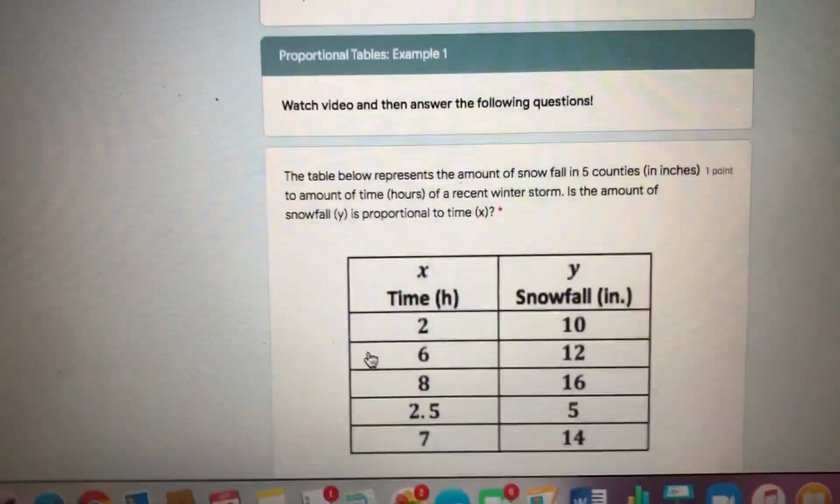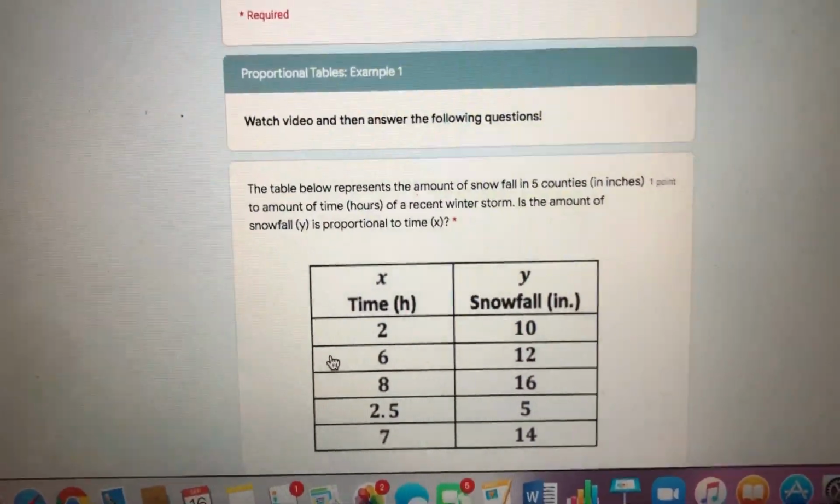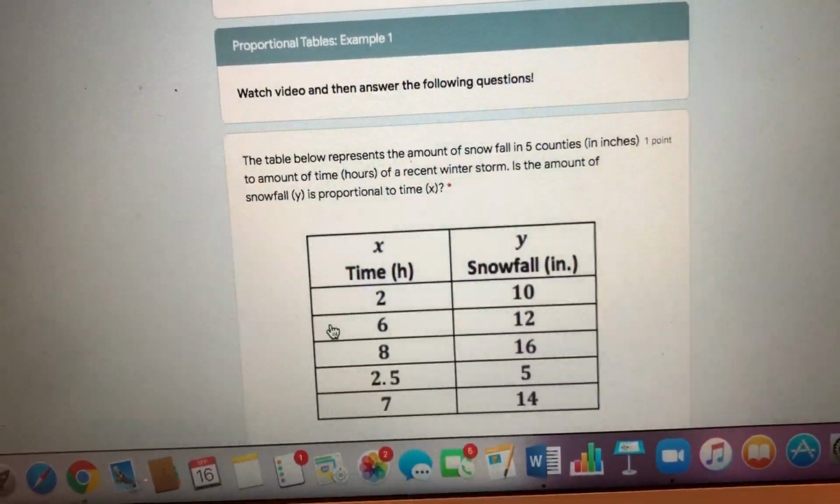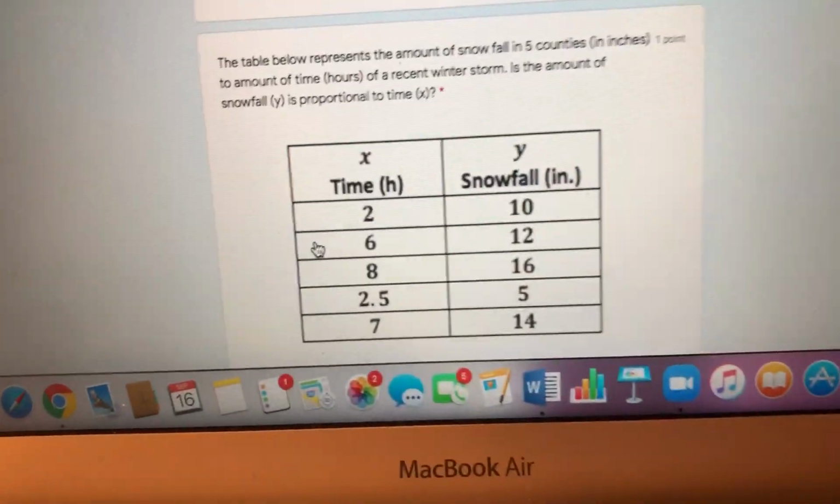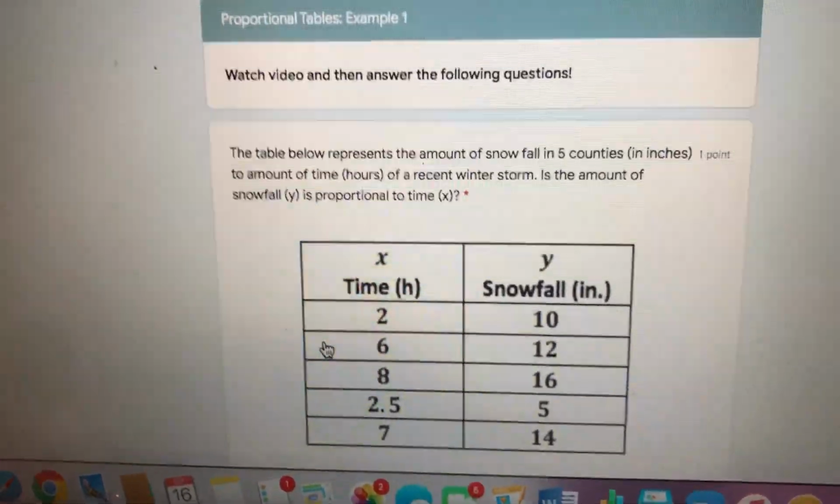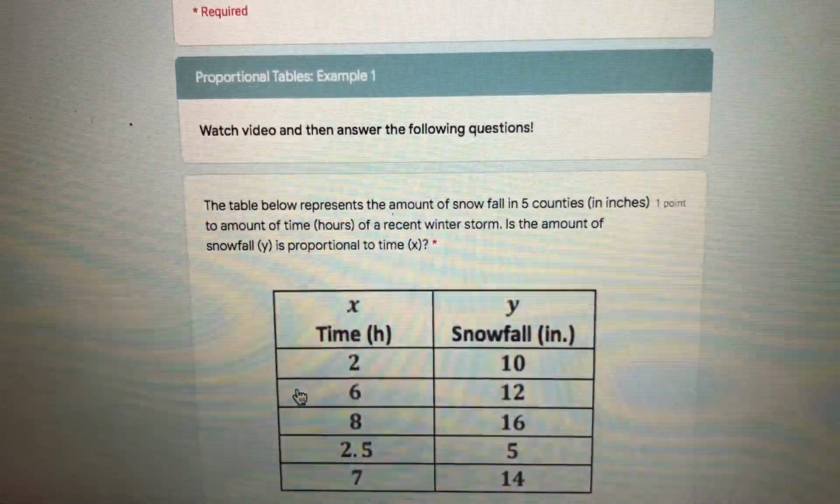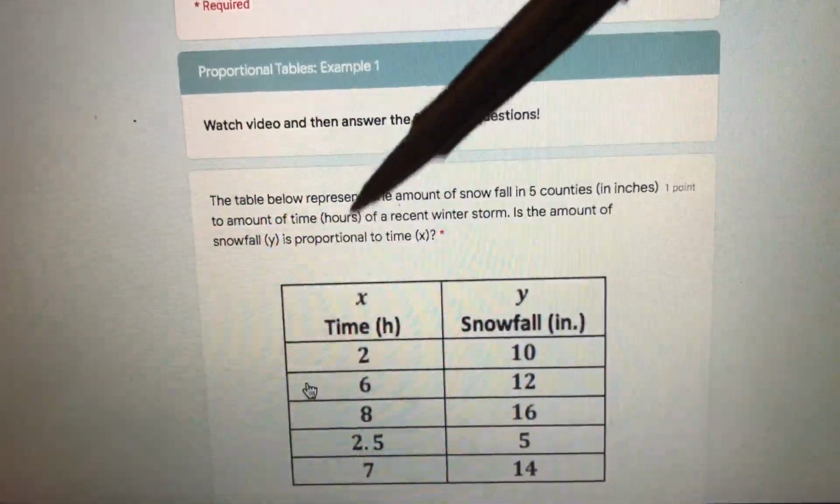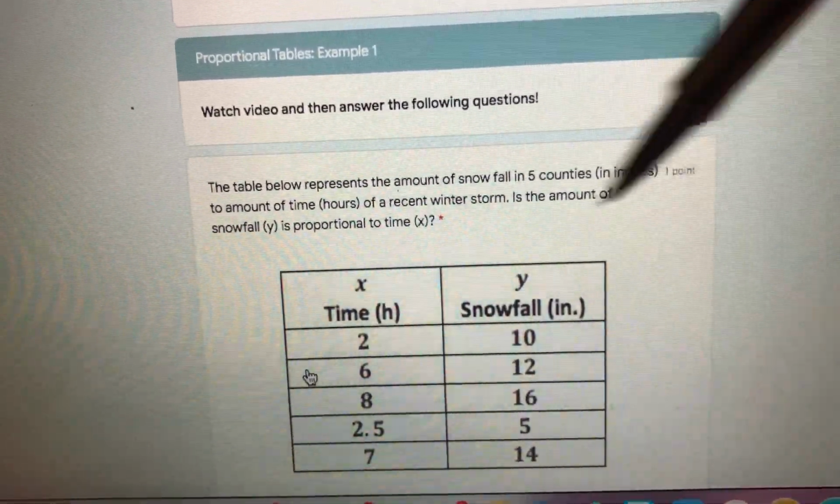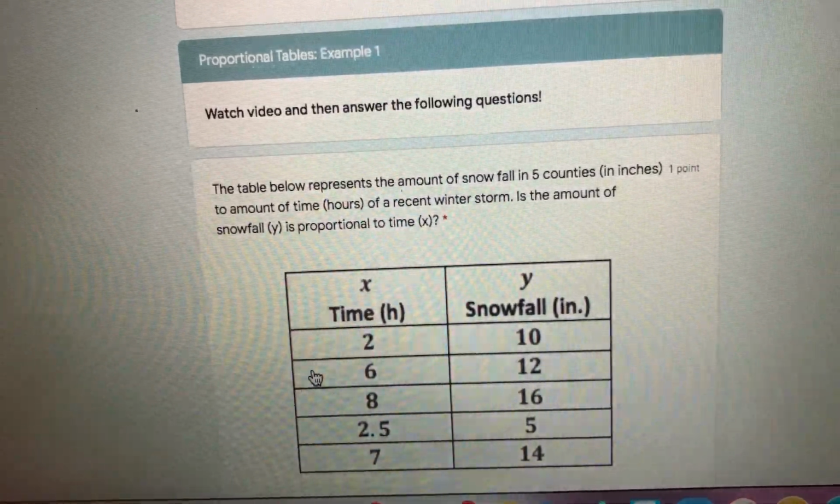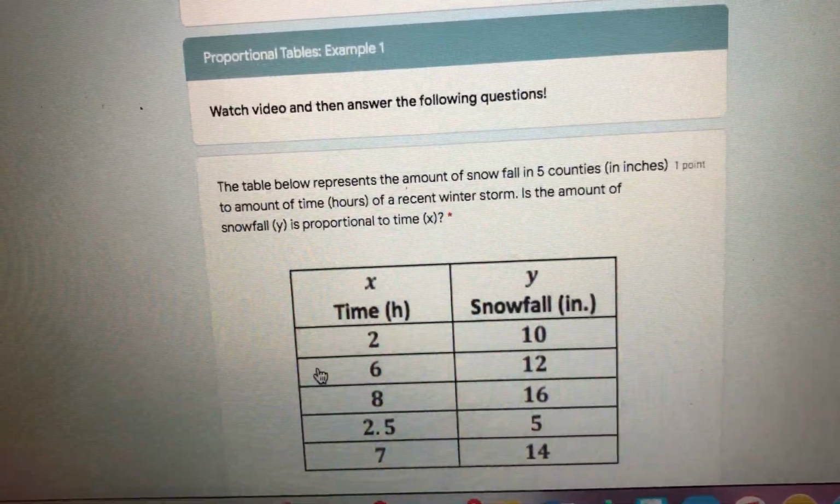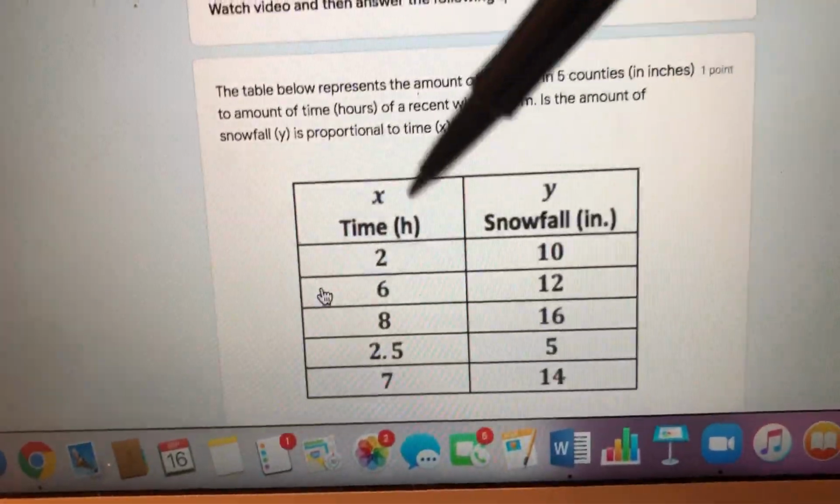Okay, so let's get started with example number 1. Example number 1 says the table below represents the amount of snowfall in 5 counties to the amount of time in hours. Is the amount of snowfall Y proportional to time X? So here's what we're going to do.